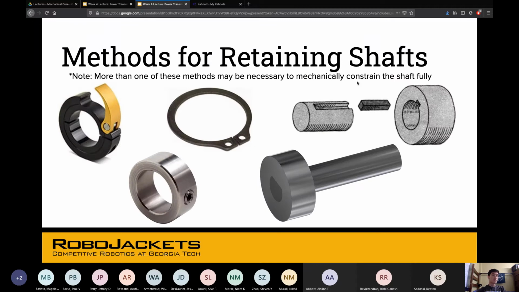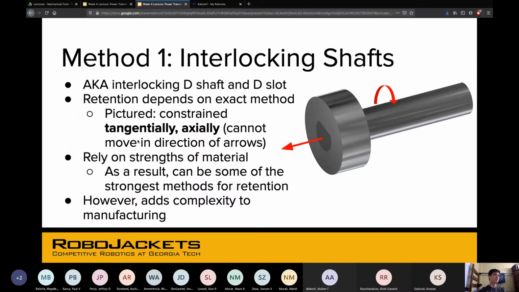So last week, we had almost this exact same picture, and so we're going to be talking about these a little more. You might need multiple methods to fully constrain a shaft, and that's okay. This you might recognize as like a lock on one of those Razor scooters. Good times. So the first one we're going to talk about is interlocking shafts.